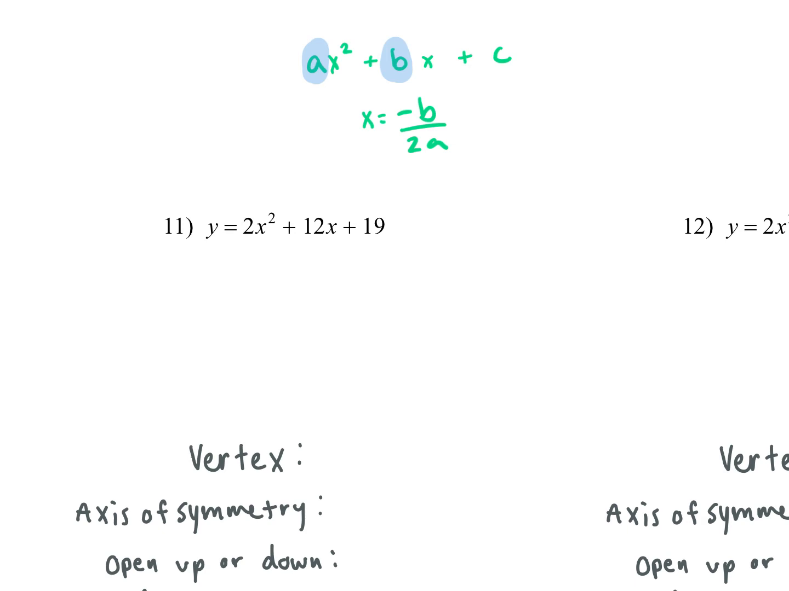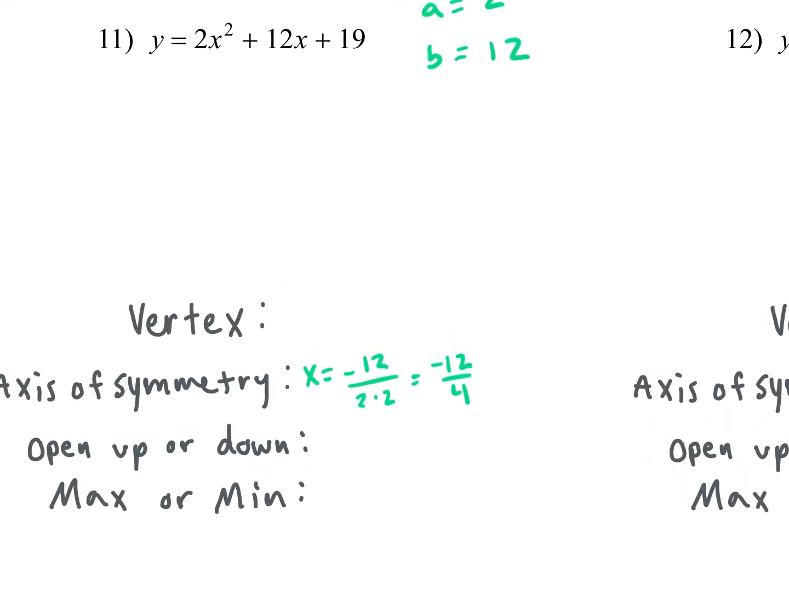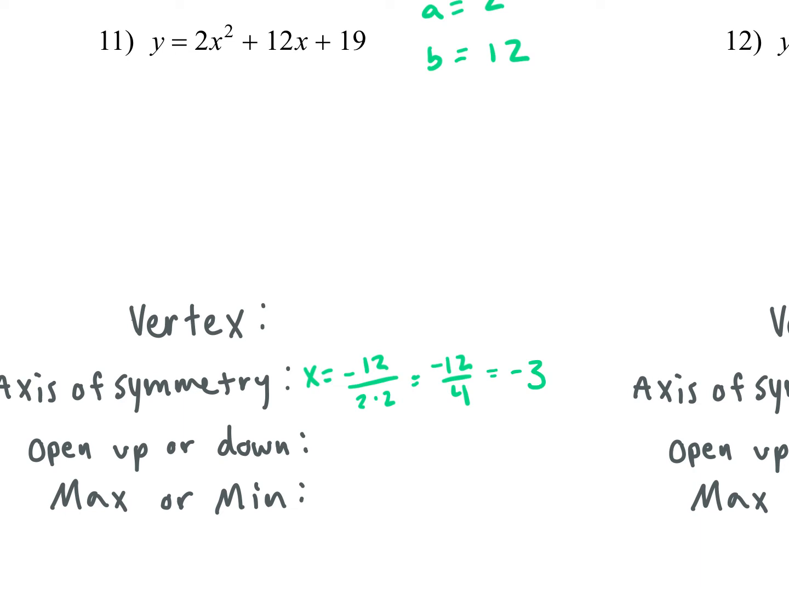So in number 11, what's a? 2. And what's b? 12. So my axis of symmetry is x is equal to -b, which is -12, over 2 times 2. So -12 over 4. And how do I simplify -12 over 4? -3. Awesome. So x is equal to negative 3 is my axis of symmetry.